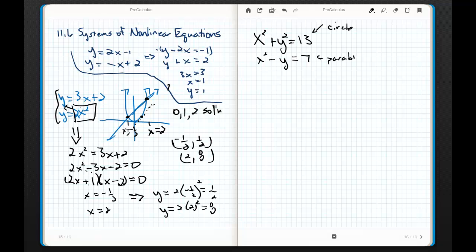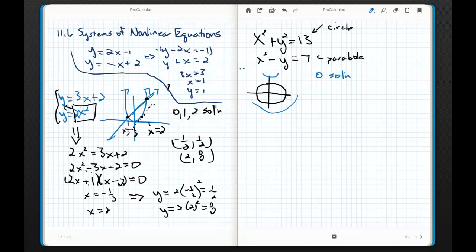Uh-oh. Before we start sketching and trying to wrap our brain around this, how many types of solutions can I get if I've got a circle and a parabola floating around out there in space? Well, let's look. Let's just draw my circle. This is a radius of root 13, right? Now, is it possible to have 0 solutions? Well, yeah. If my parabola does this, true? Then I get 0 solutions.